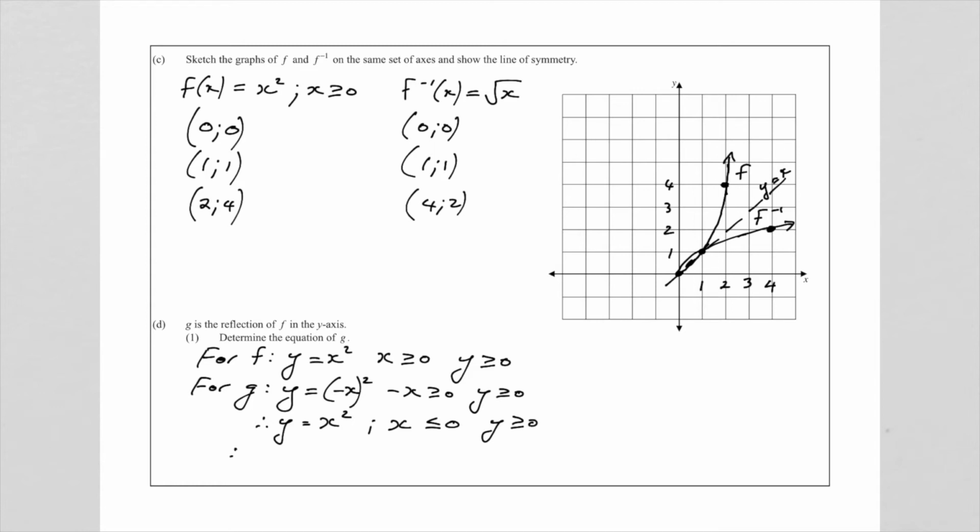And then we can write this in f(x) notation. So we can say that g(x) will be equal to x squared, and x will be less equal to 0. So as you can see, that graph is clearly the one that will go here, because that is also for all the x values less than equal to 0. So it's for these x values. So there we've got the reflection of f in the y-axis.